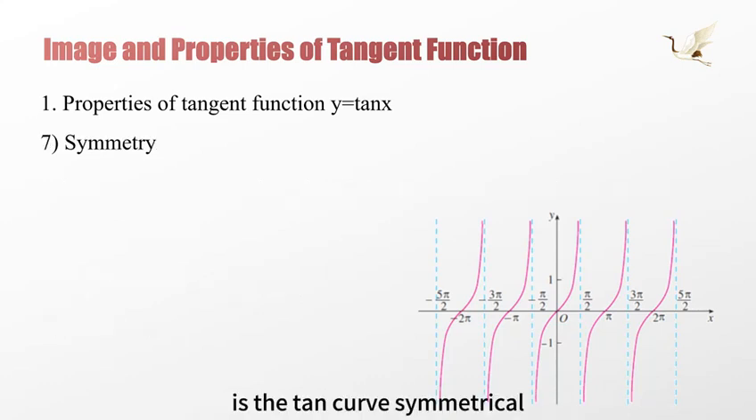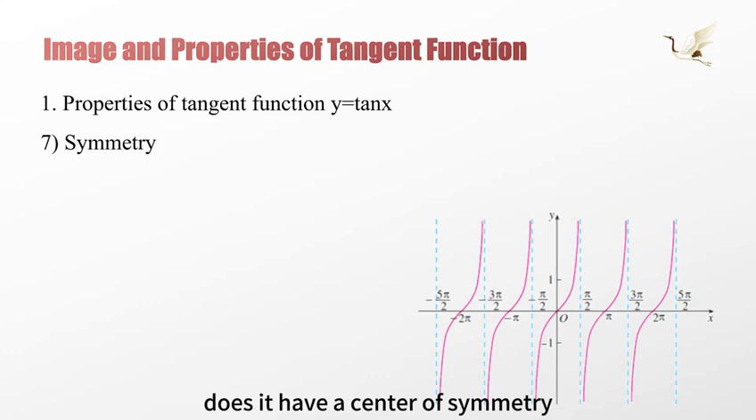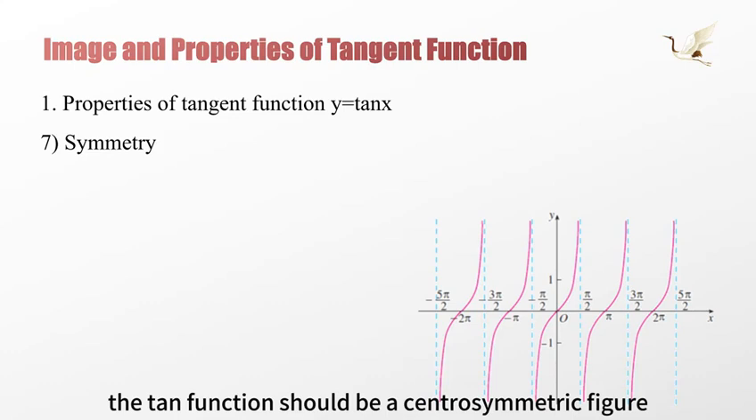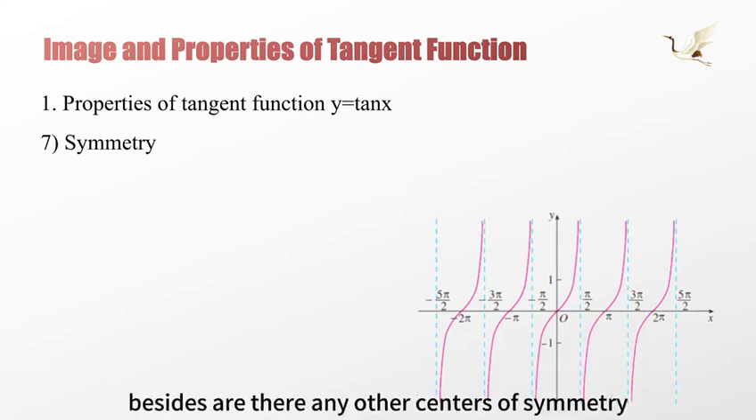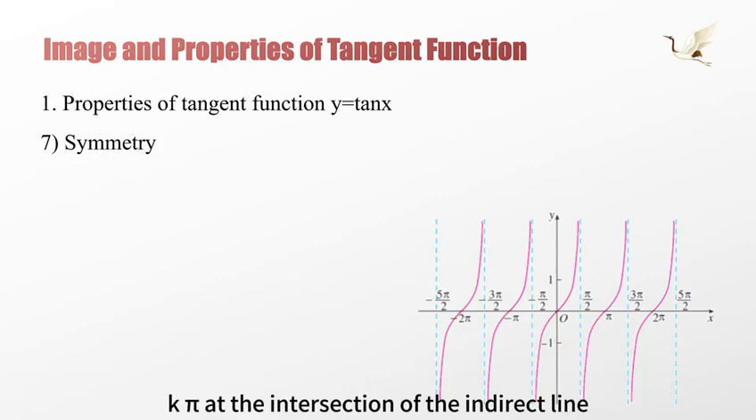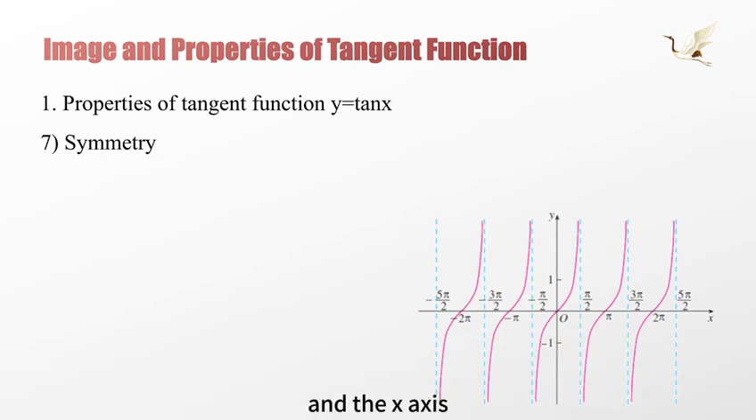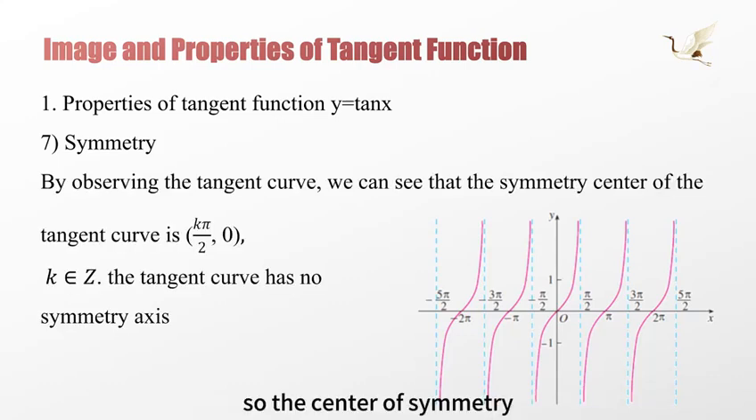Is the tangent curve symmetrical? First of all, we have to consider whether the tangent curve has a center of symmetry. Since the tangent function is an odd function, it is not difficult to find that the tangent curve should be a centrosymmetric figure, and the coordinate origin is its center of symmetry. Besides, are there any other centers of symmetry? The intersection (k pi, 0) of the function and the x-axis is a symmetry center of the function. In addition, the intersection (half pi plus k pi, 0) of the asymptote of the function and the x-axis is also a symmetry center of the function. So the centers of symmetry of this function are (k pi over 2, 0), where k belongs to Z.